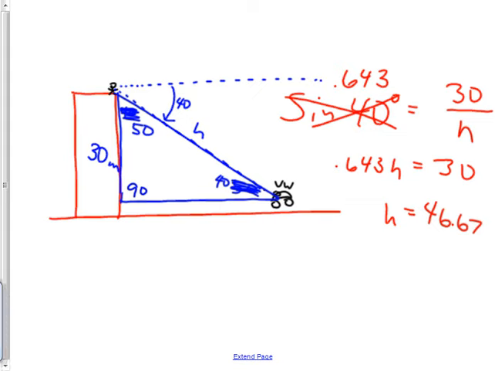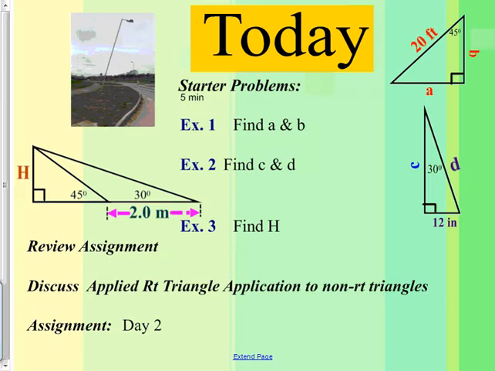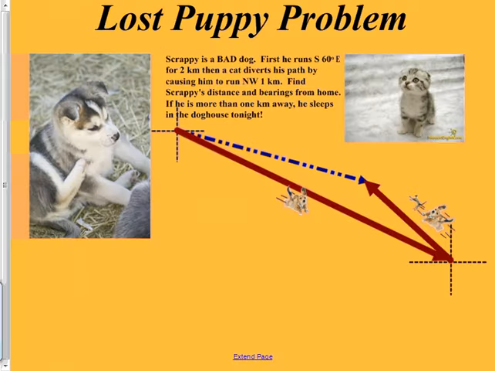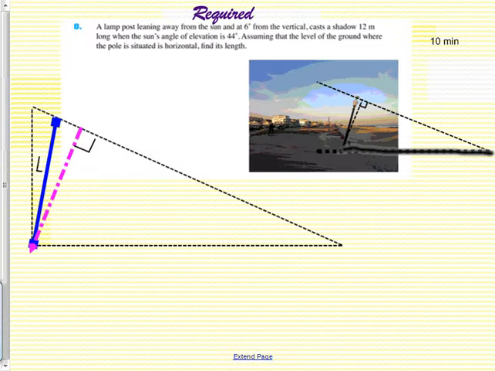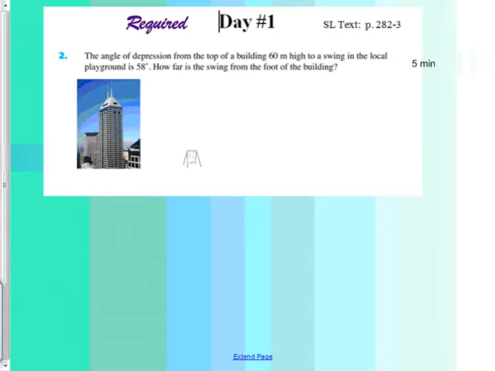So now let's start your homework together. Everybody get to, not the lost puppy problem. We got to get to the homework. There it is. Required, day 1.